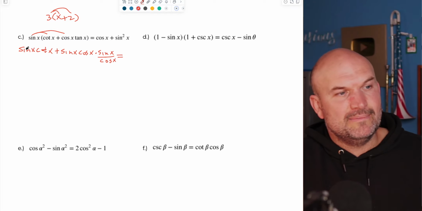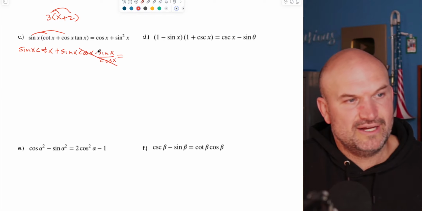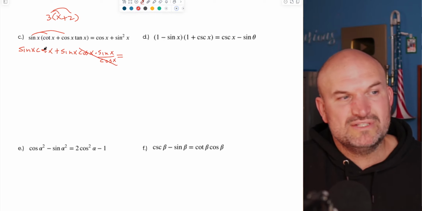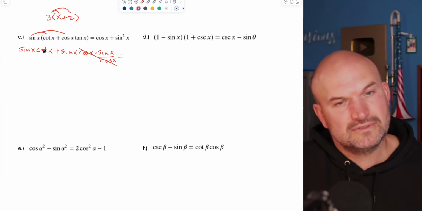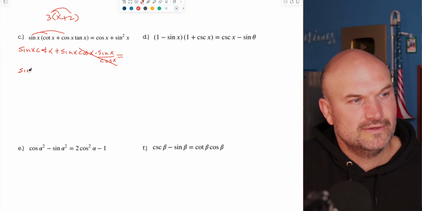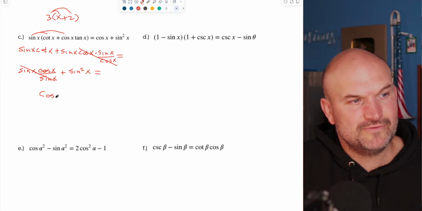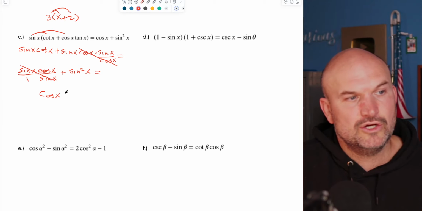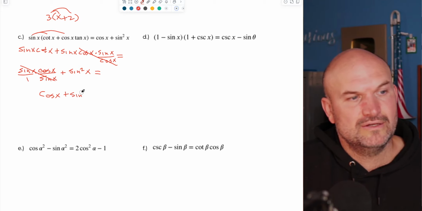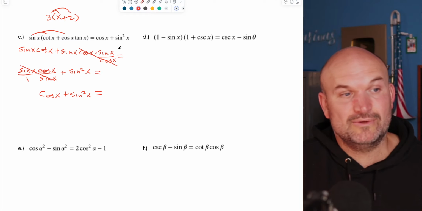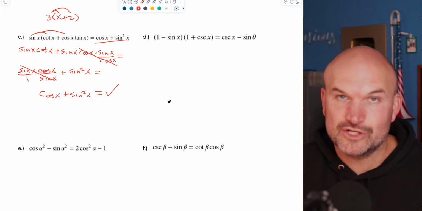Okay, now let's see here. Those cosines divide out since they're separated by multiplication. This cotangent I can rewrite as cosine over sine. So I have a sine of x times a cosine of x over a sine of x, plus a sine squared of x. Those are going to divide out, and I'm left with a cosine of x, because that's over 1. Cosine of x plus sine squared of x, which, ladies and gentlemen, is exactly what I have here on the right-hand side. So we are good to go, verified.